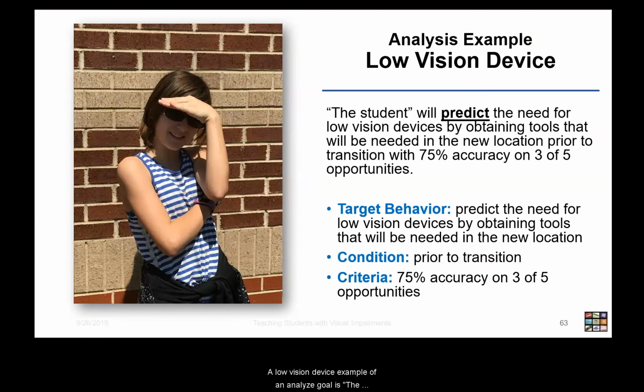A low vision device example of an analyze goal is the student will predict the need for low vision devices by obtaining tools that will be needed in the new location prior to transition with 75% accuracy on 3 of 5 opportunities. In this goal, the target behavior is predict the need for low vision devices by obtaining tools that will be needed in a new location. The condition is prior to transition, and the criteria is 75% accuracy on 3 of 5 opportunities.